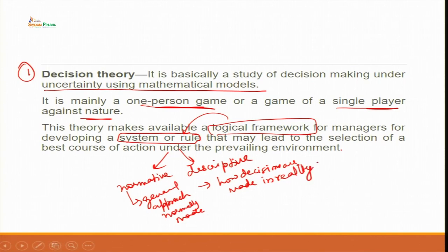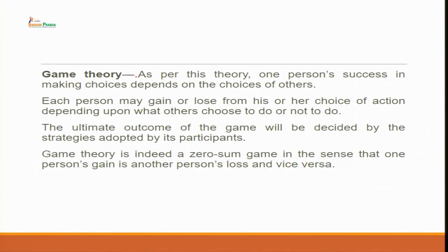This is the difference between normative and descriptive approach to decision theory. Number two, the theory which helps and assists the manager in taking decisions is game theory. It's a very interesting theory, students. This theory says that the gain of one person is the loss of the other.